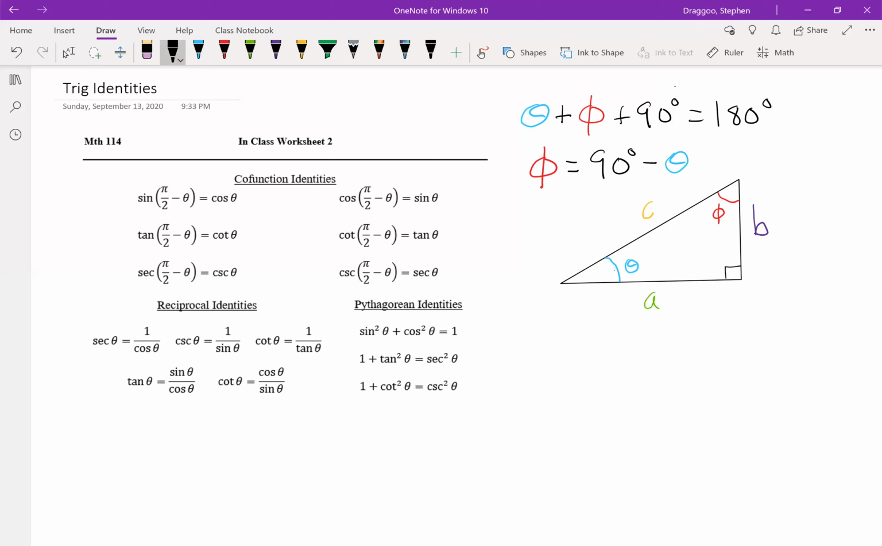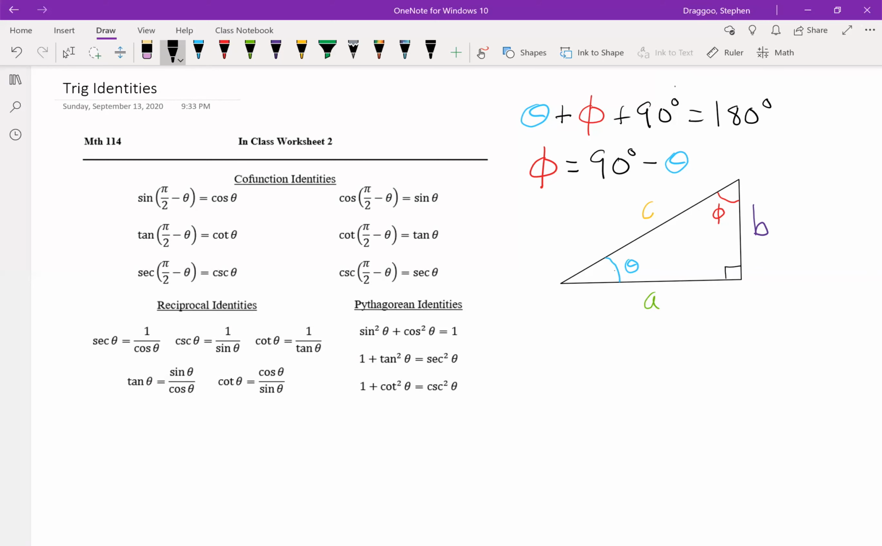So when we talk about these cofunction identities where we have 90 degrees minus theta, or pi over 2 minus theta if we're in radians, that really means we're just talking about the other angle that's inside a right triangle that contains theta. So that angle in red, that phi, is really just 90 minus theta.